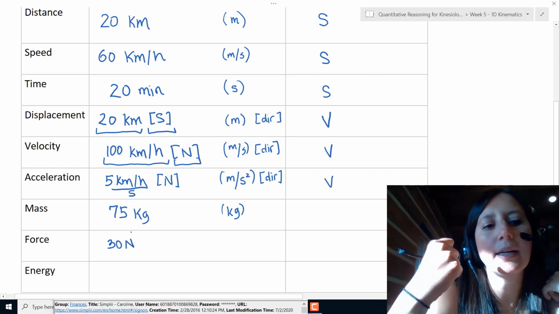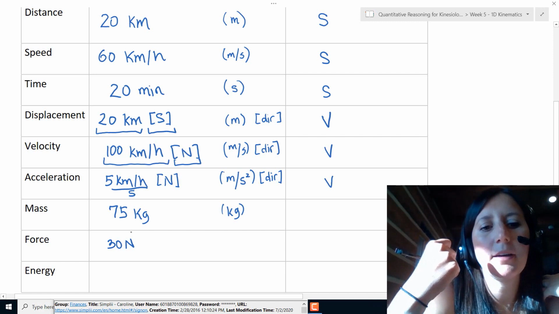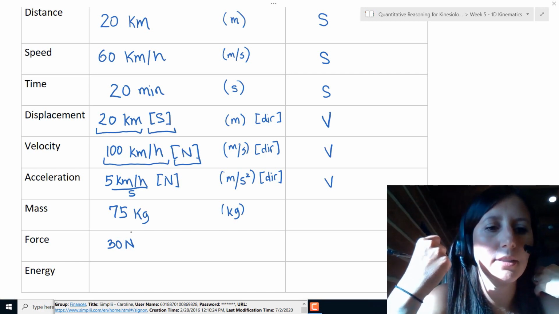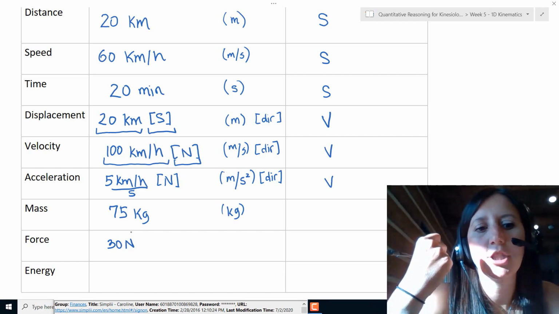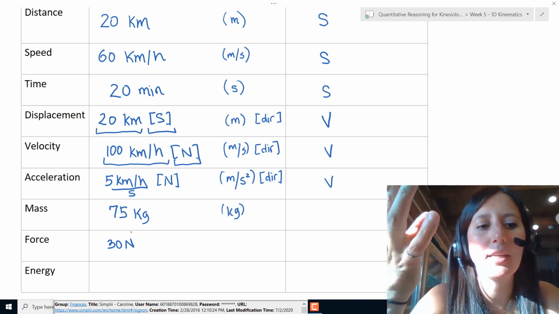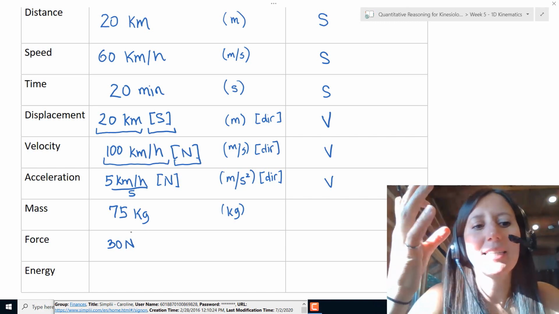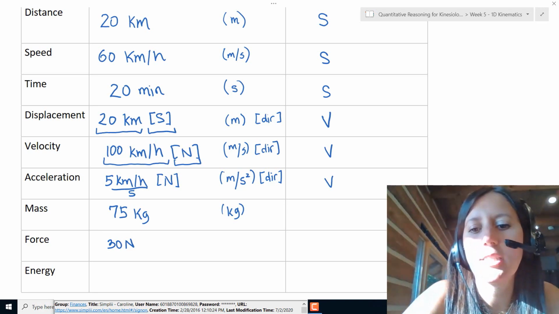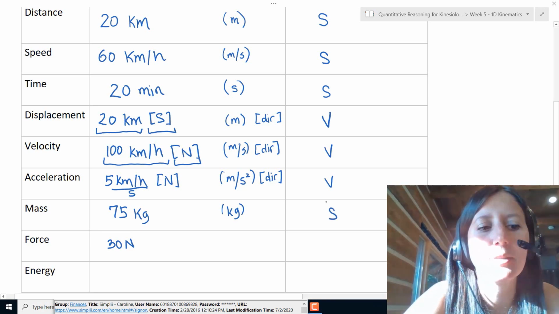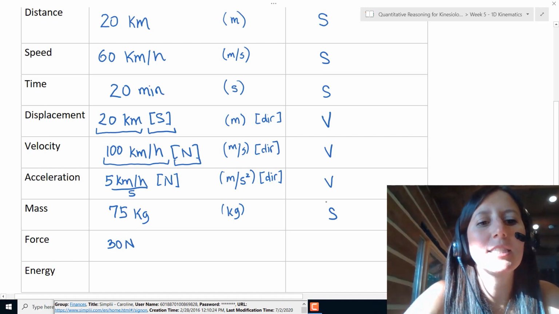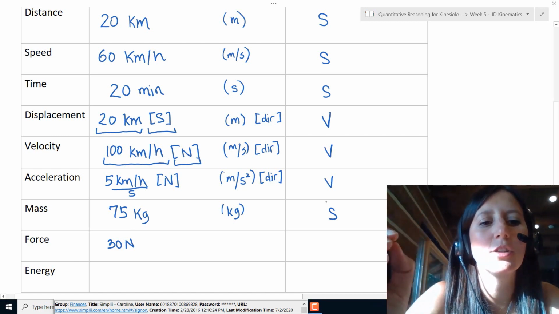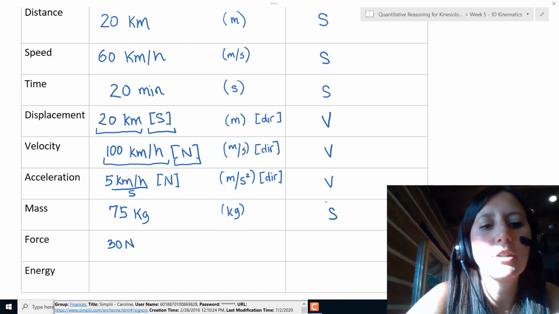Okay, so if we go back to mass, does that 75 kilograms have a direction to it? It doesn't. It's just a mass. This is just the amount of mass that is in something. It doesn't have a direction to it, so it is just a scalar value, no direction. But a force actually does have a direction. It points in a certain way. So forces are vector quantities.